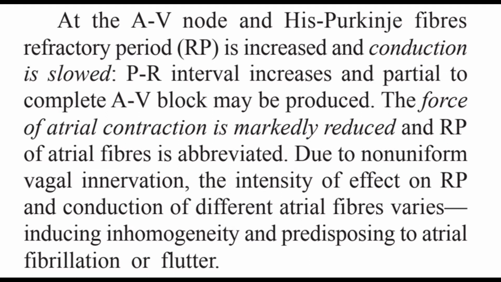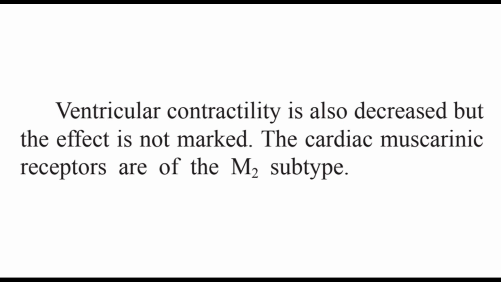The force of atrial contraction is markedly reduced and the refractory period of atrial fibers is abbreviated. Due to non-uniform vagal innervation, the intensity of the effect on refractory period and conduction of different atrial fibers varies, inducing inhomogeneity and predisposing to atrial fibrillation or flutter. Ventricular contractility is also decreased, but the effect is not marked. The cardiac muscarinic receptors are of the M2 subtype.